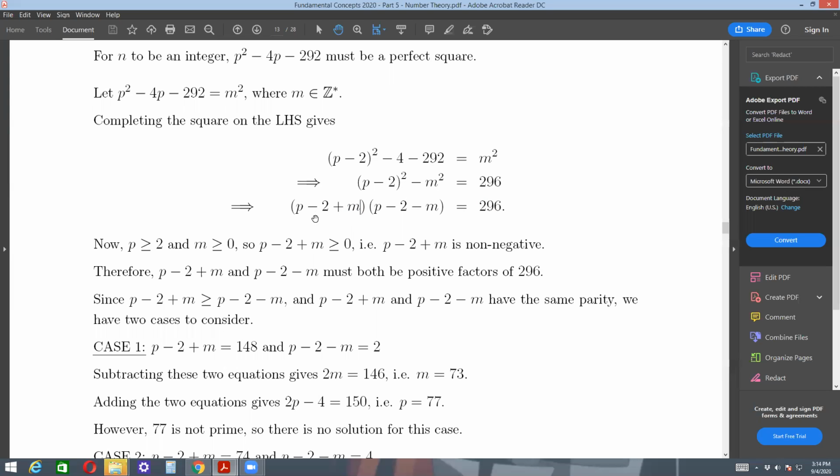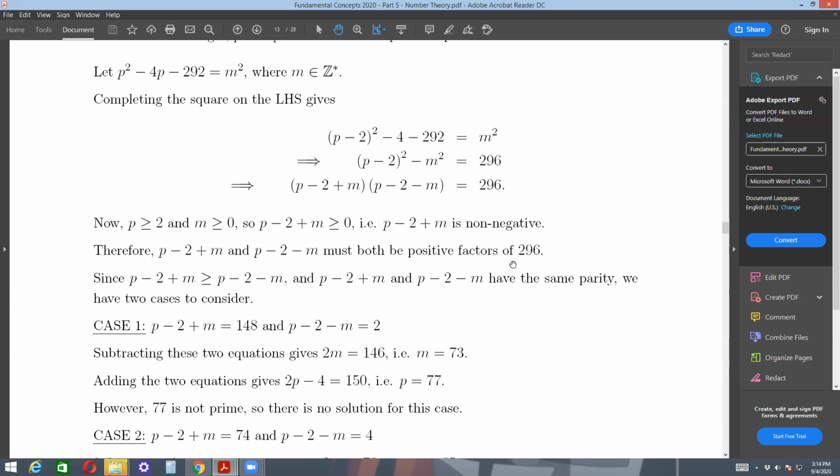Right? So we know this is positive, so this must be positive because the product is positive. We also know that this thing here is bigger than this. Because here I'm adding m to this and then I'm subtracting m. Again, because m is non-negative, plus m is bigger than minus m. So they're both positive. This is a bigger factor than this. And also they must have the same parity. Right? Because if you add these two numbers, you're going to get an even number. So it means that they must both be even or they must both be odd.